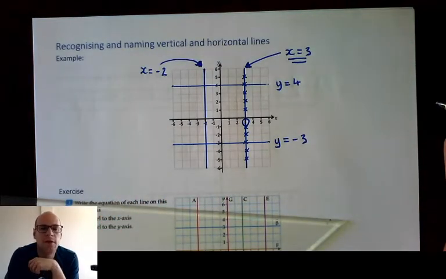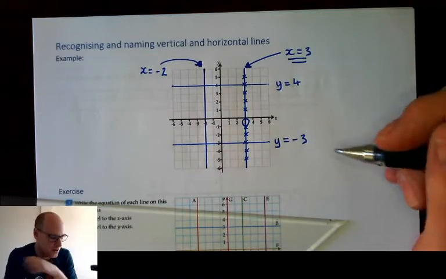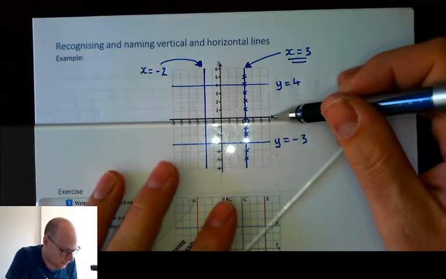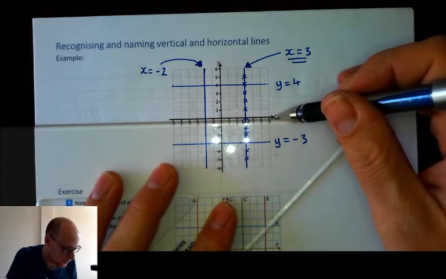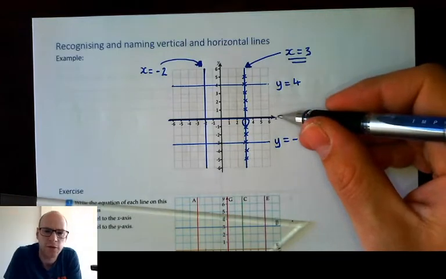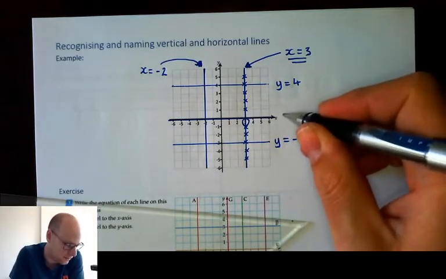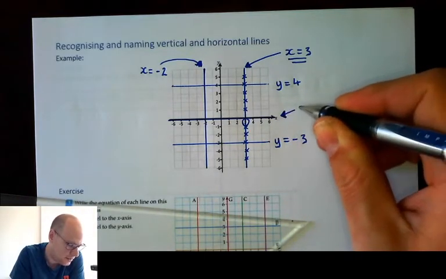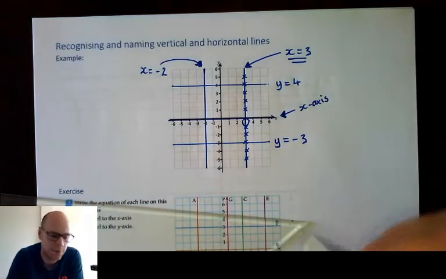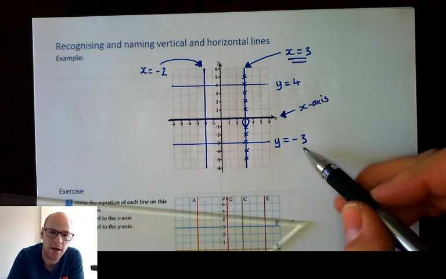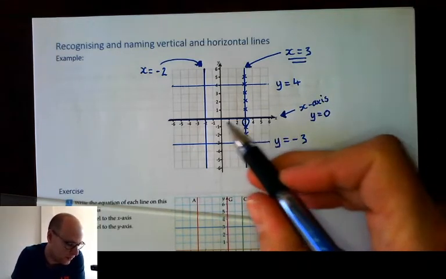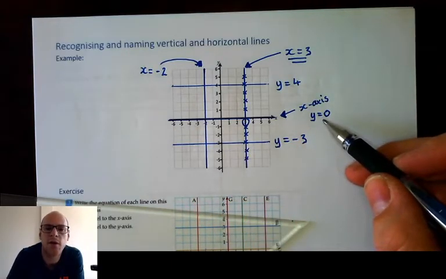So there's a couple of special ones, and this is what we're going to talk about next. So let's talk about this line here. Now it's hard for you to see because I'm just drawing a line straight on top of the x-axis. So this line here is known as the x-axis, but it is also labelled using this technique here. So it is y equals 0. That's because every point on the x-axis has a y value of 0.